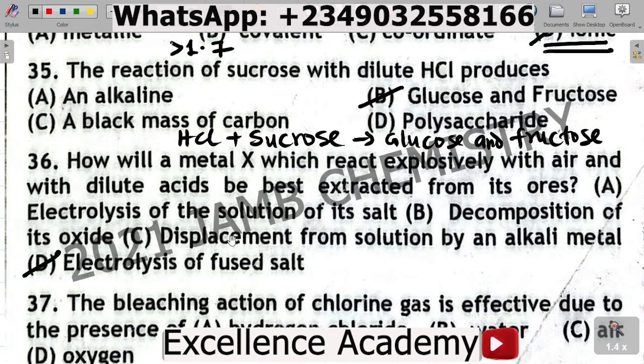And the reason is because very reactive metals, which either explode in air or react with acids, are extracted by electrolyzing the fused salt. Example, salt like sodium, salt like potassium, salt like calcium. And also, since the metal is reactive, using electrolysis would be the best as the electrode could be inert. Example, platinum. So for this question here, the correct answer would be D, the electrolysis of fused salt.